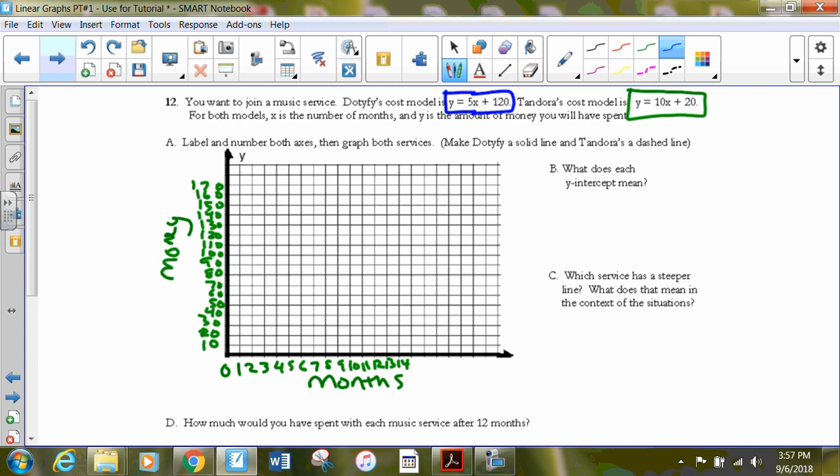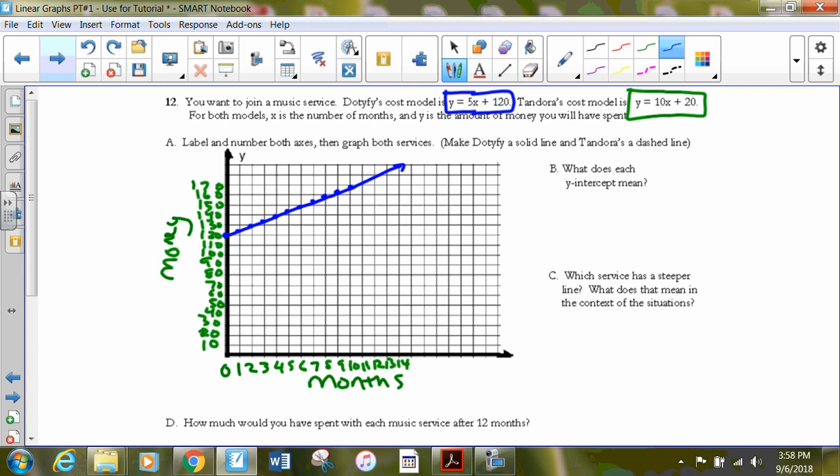So Datify has a y-intercept of 120, and we're going to go up 5 over 1, up 5 over 1. So I want you to notice what we're going to do. We're going to have to go up halfway between 120 and 130, right? So up halfway, so that's 5 over 1. Up 5 over 1. You see what I'm doing? We're going to continue that so we get an idea of what this line looks like. All right, we're going to connect our dots.